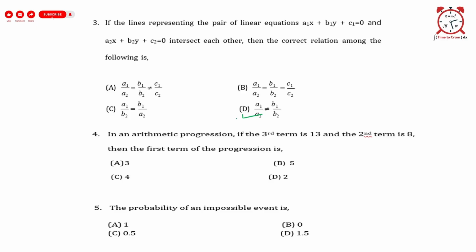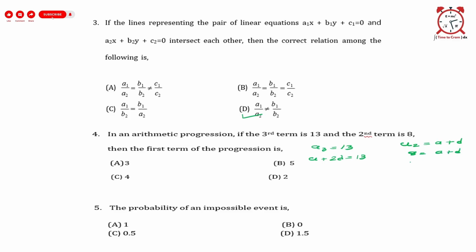Question number 4. In an arithmetic progression, if the third term is 13 and the second term is 8, then find the first term of the progression. So third term A3 equal to 13. If we write the solution, then A plus 2D equal to 13. Now second term is 8, so second term means A2 equal to A plus D, and second term's value is 8, so 8 equal to A plus D.